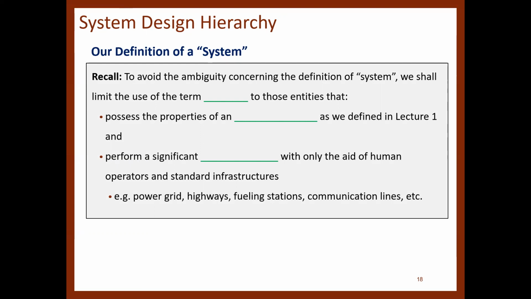So in terms of our definition of a system, recall that to avoid ambiguity concerning the definition of system, we shall limit the use of the term system to those entities that possess the properties of an engineered system, as we defined in lecture 1, and also perform a significant useful service with only the aid of human operators and standard infrastructures. So for example, power grid, highways, fueling stations, communication lines, and so on.